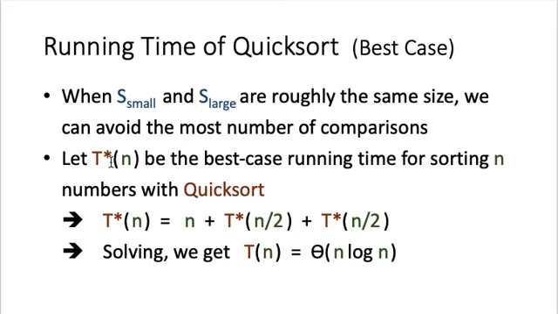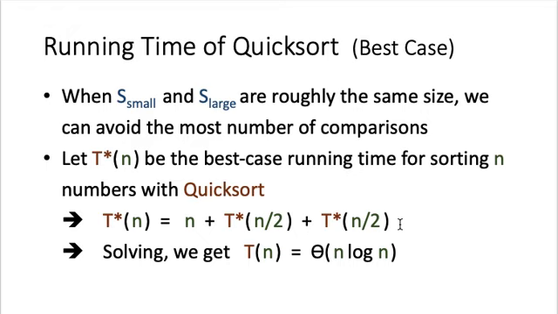So here we let T star of n denote the best case running time for sorting n numbers with quicksort. Then T star of n can be expressed as n, which is the time to do the comparison of the pivot with all the other numbers, plus this is the subproblem of size n over 2, and it takes T star of n over 2 to sort the S small, and it takes T star of n over 2 to sort the S large. Now, this recurrence relation looks super familiar.